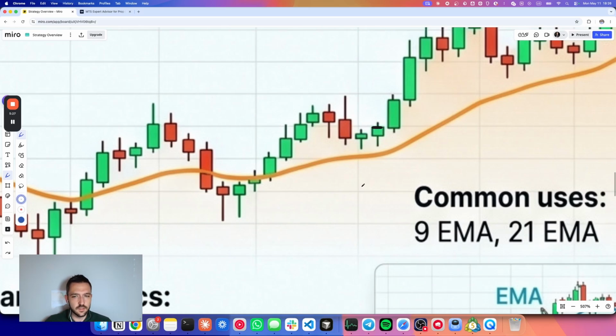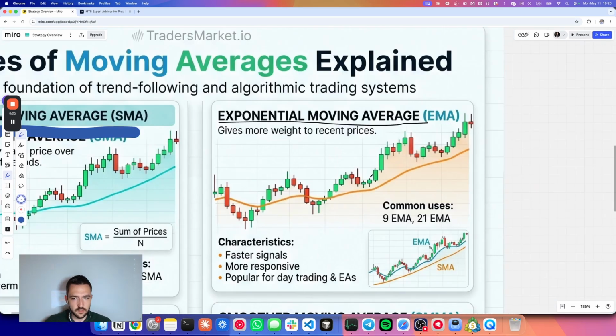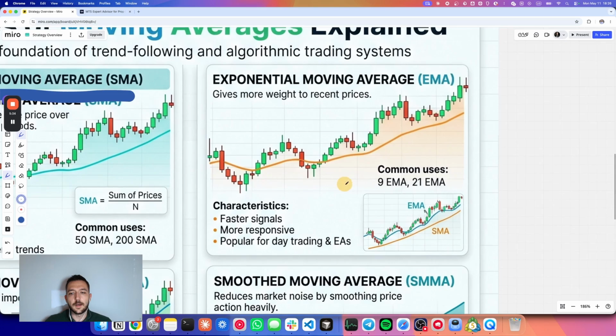So this is the difference. Again, the formula is a bit more complex and it would not be easy to calculate. But the point of the exponential moving average is that it reacts to price differences and price movements faster. So it's more reactive and gives you faster signals. For example, if you're trading lower time frames and you want to react to prices faster, then you would potentially be using the exponential moving average.